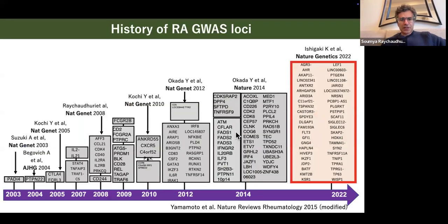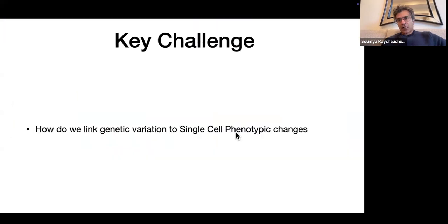And as you can see from this review, we now have over 100 risk alleles associated with rheumatoid arthritis, many, many different genes. But really, in most instances, what we're interested in is understanding how those genetic changes would alter a single cell phenotype. And of course, in most cases, we don't know that. And part of why we developed the GeNA method is to try to answer that question.